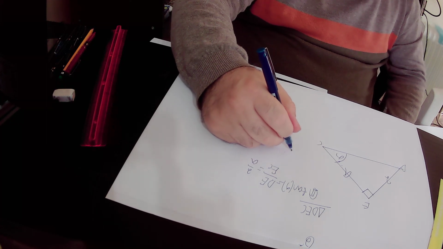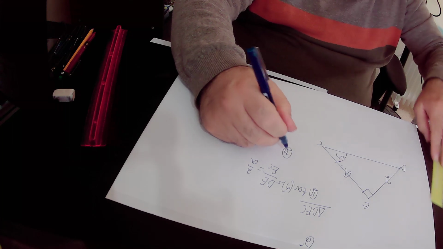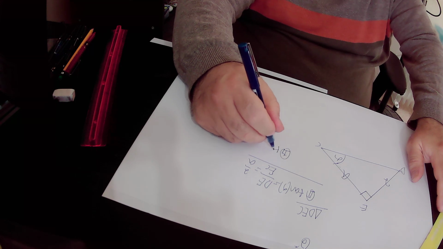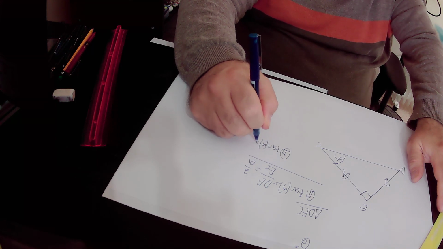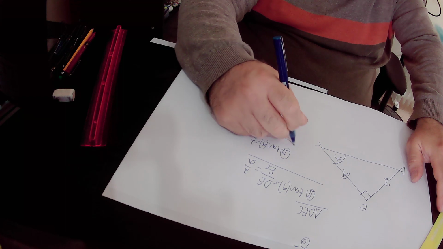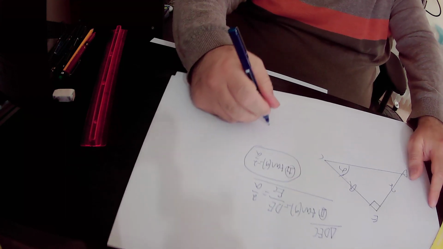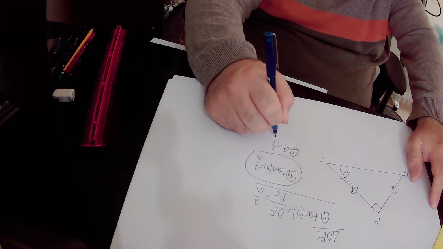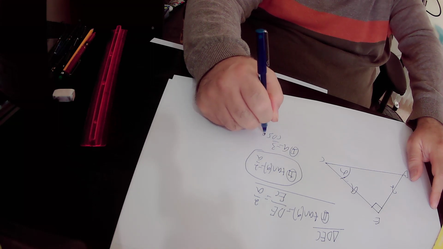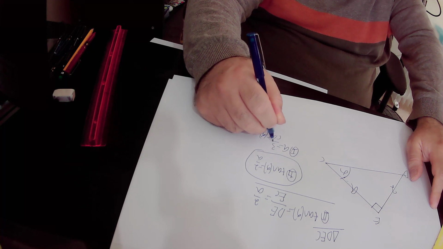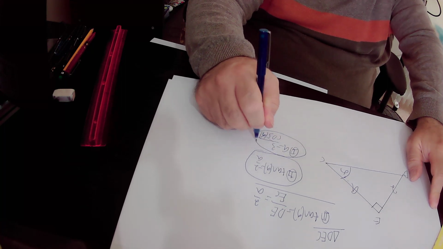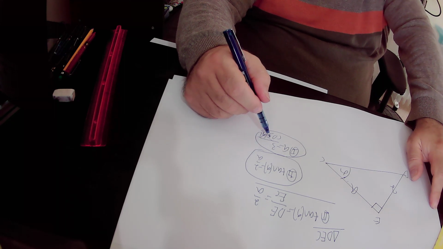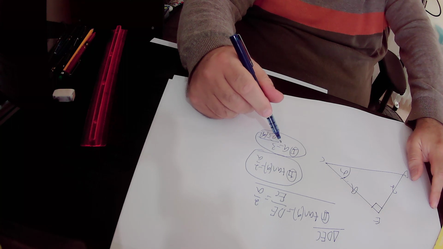So in conclusion, according to equation number 2, tangent alpha equals 2 over a. But according to equation number 1, we have already found out that a equals 3 over cosine alpha. So we can substitute a in equation number 2 by 3 over cosine alpha, because 3 over cosine alpha equals a according to equation number 1.